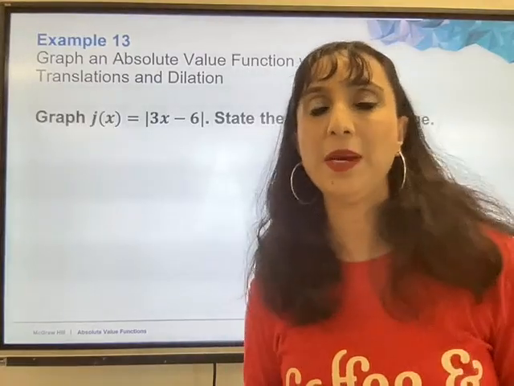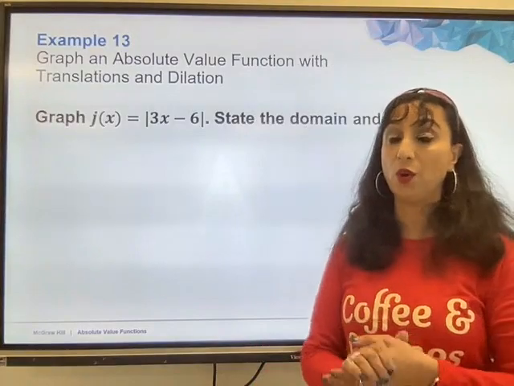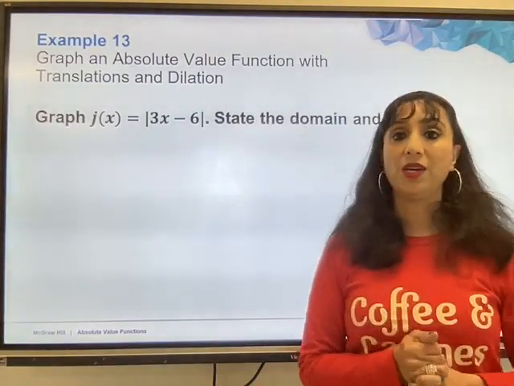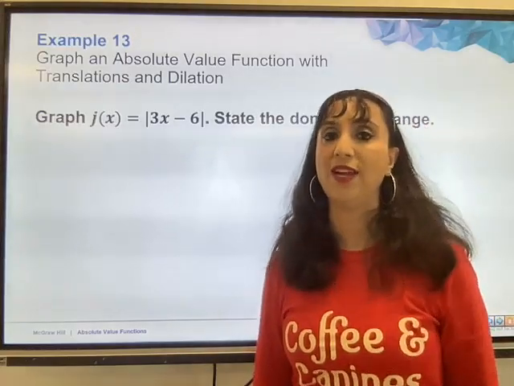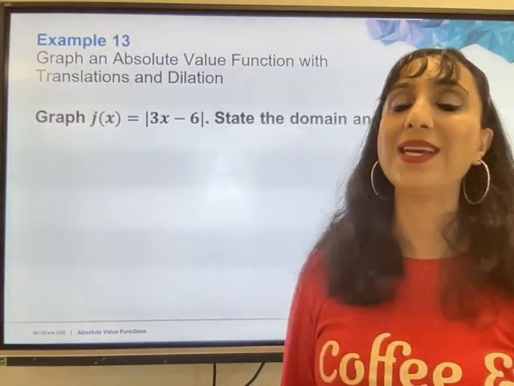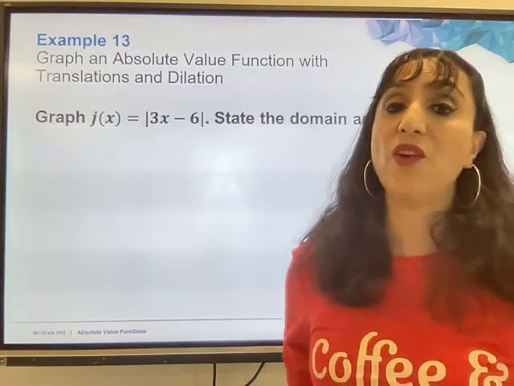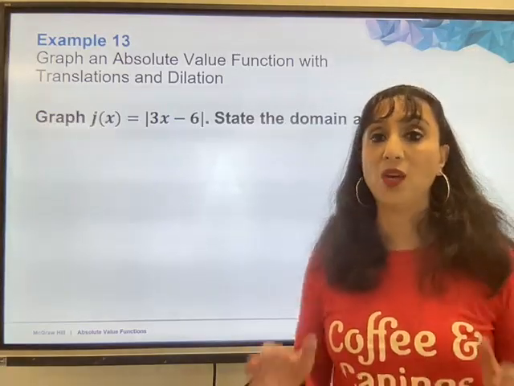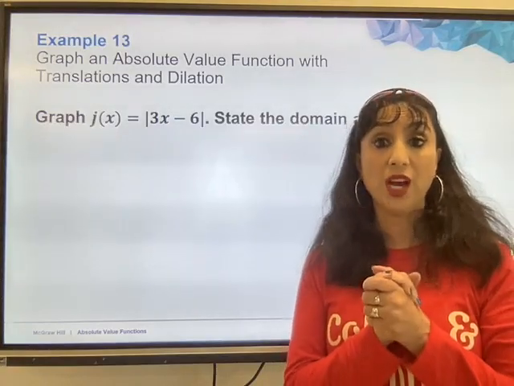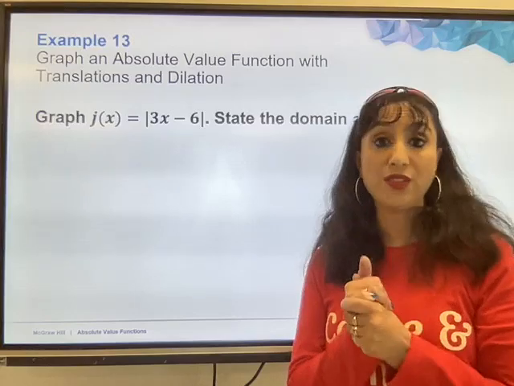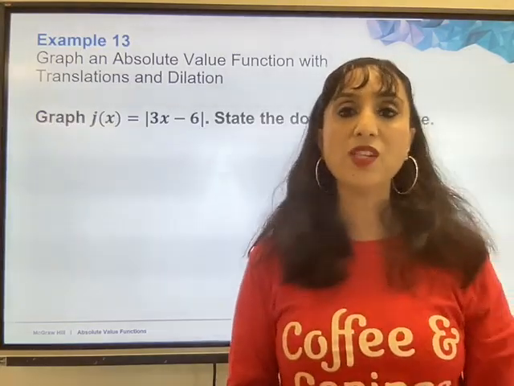So the last two examples, I'm just going to go ahead and show you on the board really quick, because here we are graphing j of x is equal to the absolute value of 3x minus 6, and we're stating the domain and range. So looking at this, I know it's inside, so it is going to be a horizontal transformation. So let's quickly use a table to solve this.